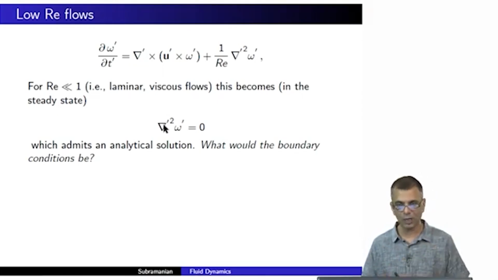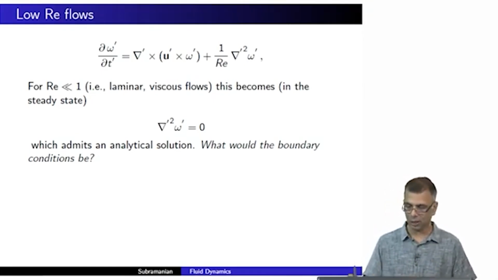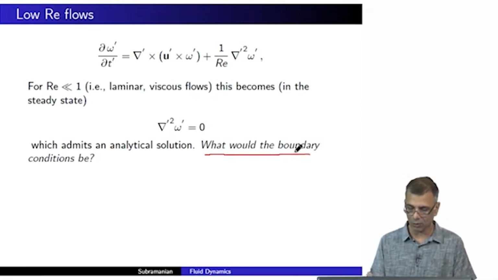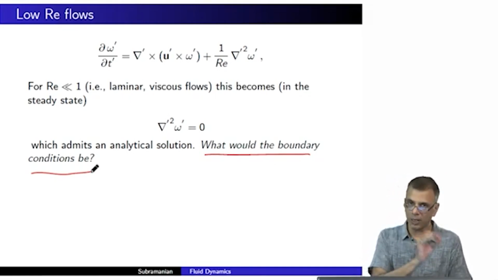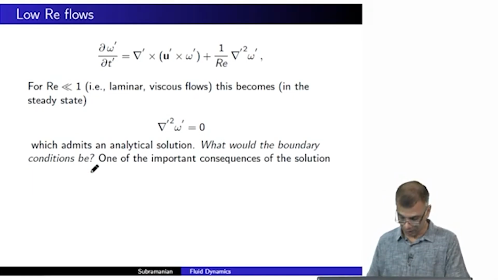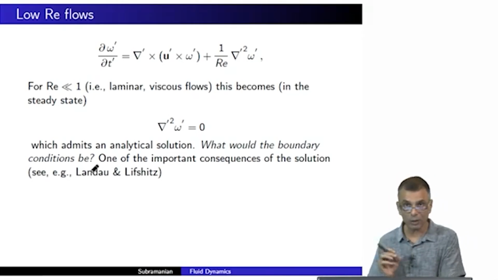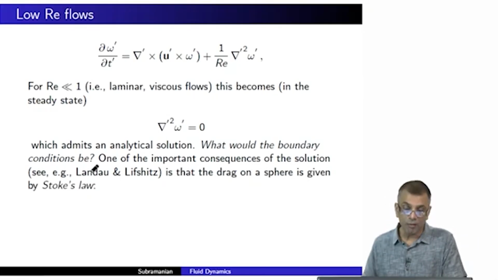Okay, so in terms of omega prime or omega for that matter, I'll let you figure that out. So I'll let you think about this question. What would the boundary conditions be? Very, very important. Solving the Laplacian is one thing. There are general solutions, right? But in order to pin down the constants in the general solution, you do need to apply the boundary conditions. So boundary conditions are all important. One of the important consequences of this solution is that, and we will not go into this, I'll simply state this fact, the drag on a sphere is given by this.